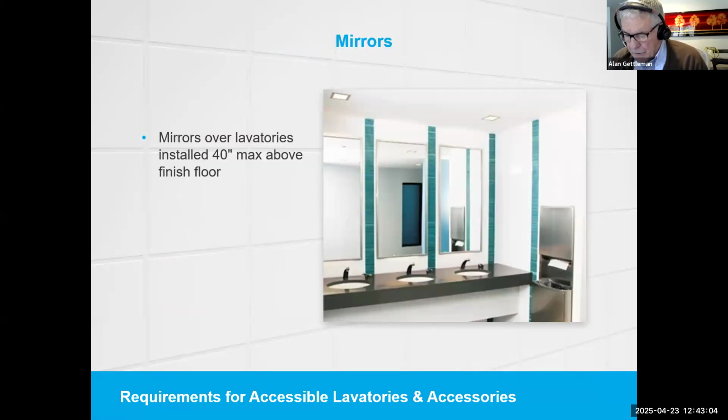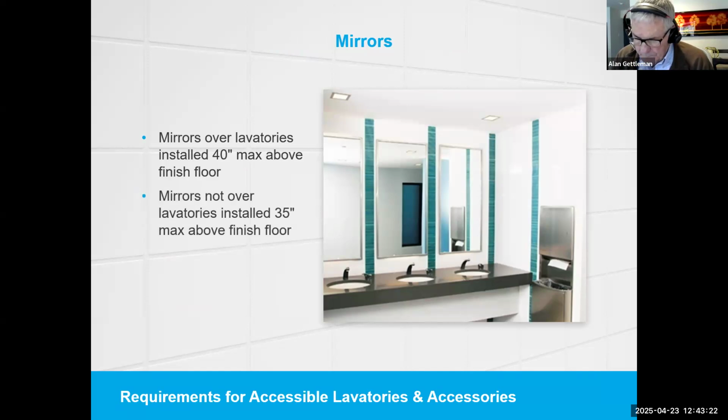Mirrors located above lavatories or countertops must be installed with the bottom edge of the reflective surface 40 inches maximum above the finished floor. Note I said bottom of the reflective surface, not the bottom of the mirror or the mirror frame. Single mirrors not located over lavatories must be installed with the bottom edge of the reflecting surface no more than 35 inches above the finished floor.